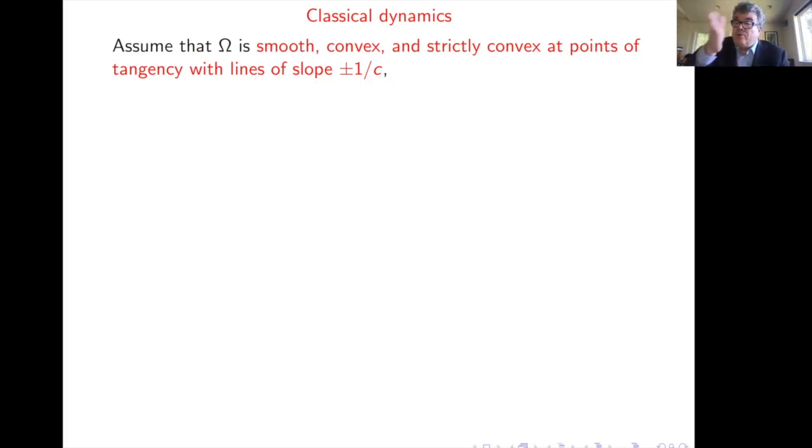So if you like, we put some caulking at the corner of the aquarium, and it's now a smooth boundary. The simple-to-state assumption is that omega is convex, and for lambda fixed, it is strictly convex at points of tangency with the characteristic lines with those slopes. And the slope is given by this. This assumption will not be satisfied for all lambda, but it will be satisfied on some interval.